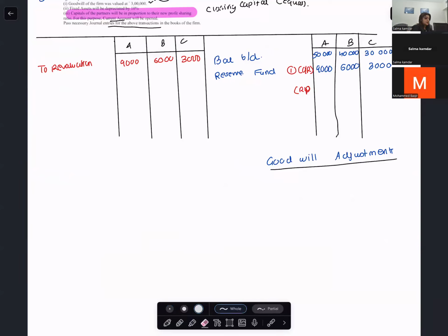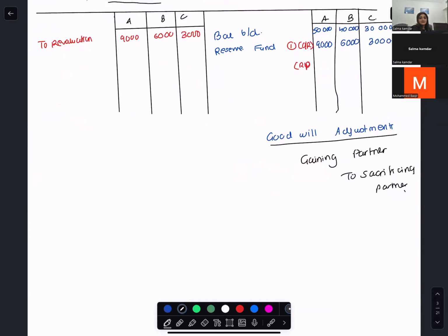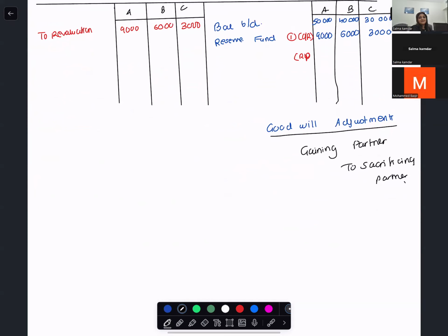Sacrificing partner capital account debit to goodwill. Are you sure? Gaining partner to sacrificing partner? Oh no, it's sacrificing partner to gaining partner. Gaining to sacrificing or sacrificing to gaining? It's gaining. So gaining partner debit, sacrificing partner what? Credit. Okay, fine.